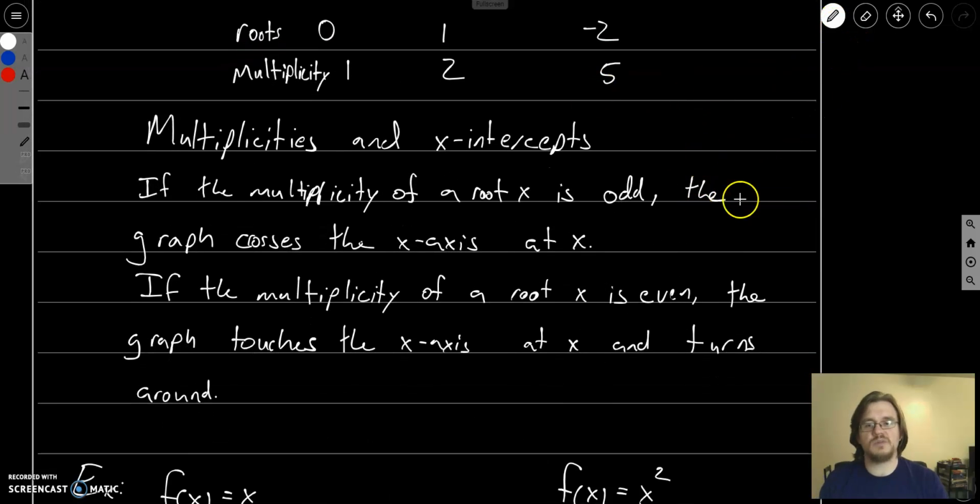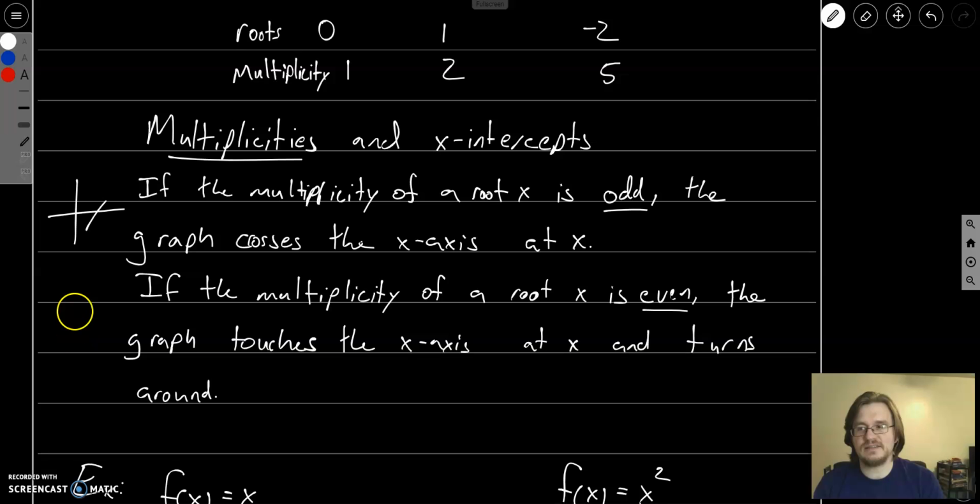So the shape, which I'll briefly describe and then continue on in the next video: once we know the multiplicities, we know what happens to the graph at the root. If the multiplicity is odd versus even, different things happen. And the basic shape, if the multiplicity is odd, we're going to cross the x-axis. And if the multiplicity is even, we're going to come down, touch the x-axis, turn around, and go up. We're not going to cross. And I'll go through this more in the next video.